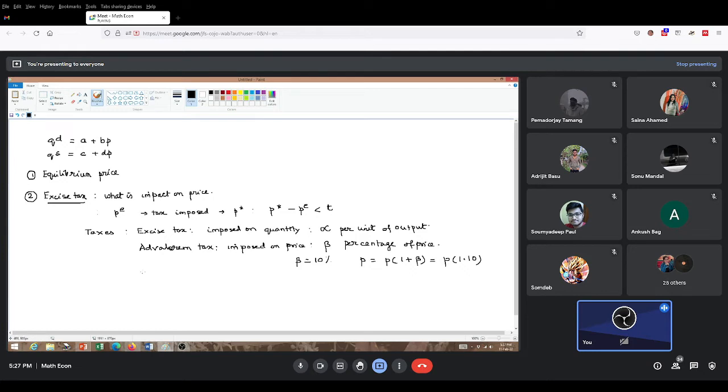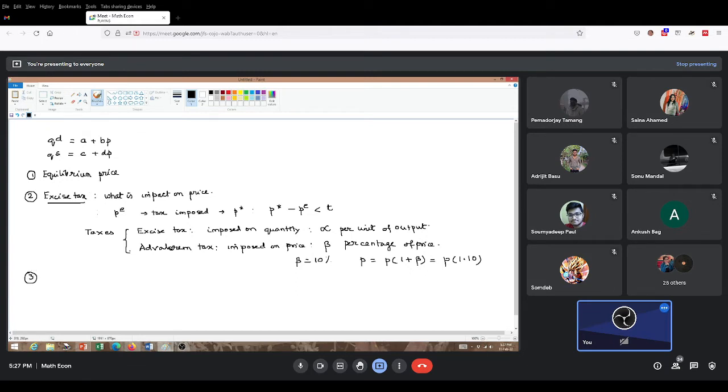Apart from that, of course, you know that we have the profit tax, the lump sum tax, etc. But these are the two main forms of taxes in which we are interested, because as you may remember, taxes which are on profit or which are lump sum do not really affect decision making. The equilibrium remains the same.